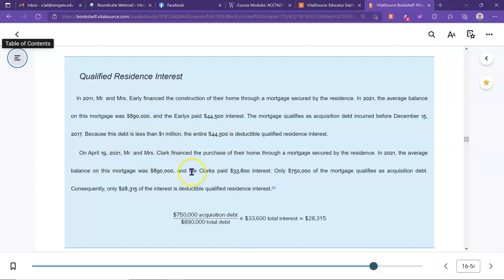However, if they got the mortgage after that date, you would go over that $750,000 limit. So how does the formula work? $750,000, the limit, is the numerator. This is the total debt. The $890,000 is your denominator. And you multiply that by the interest that you would have been claiming, $33,600 of interest for that year. So that means your total interest that you are allowed to deduct would be $28,315.